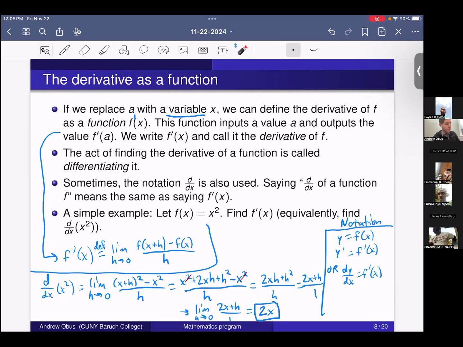Okay? So we're just doing this limit, but with a variable x instead of a constant a. So if x is equal to 3, that would be like plugging in a equals 3 here, and you'd end up getting 6 as your final answer. But instead, we just have x by itself as a variable, and so our final answer will also be a function in terms of x. So in this case, we have 2 times x.